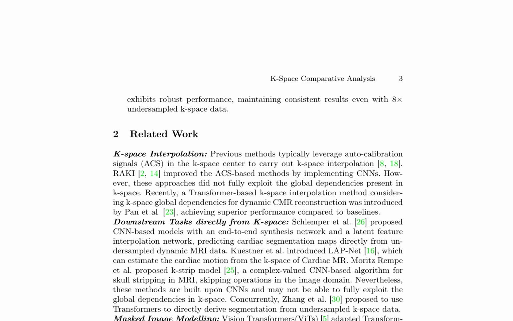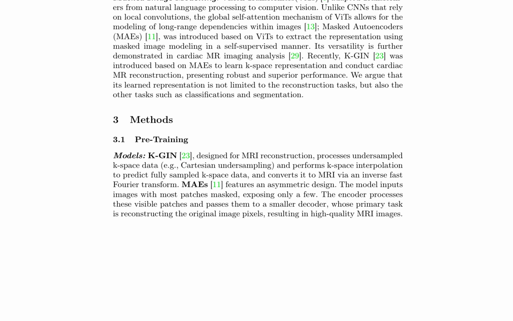For instance, Schlemper et al. proposed an end-to-end synthesis network and a latent feature interpolation network, while Küstner et al. introduced LAPNet, which estimates cardiac motion from K-space. Moritz-Rempe et al. proposed the K-strip model, a complex-valued CNN-based algorithm for skull stripping in MRI. However, these CNN-based methods may not fully exploit global dependencies in K-space. Concurrently, Zhang et al. proposed using transformers to directly derive segmentation from undersampled K-space data.